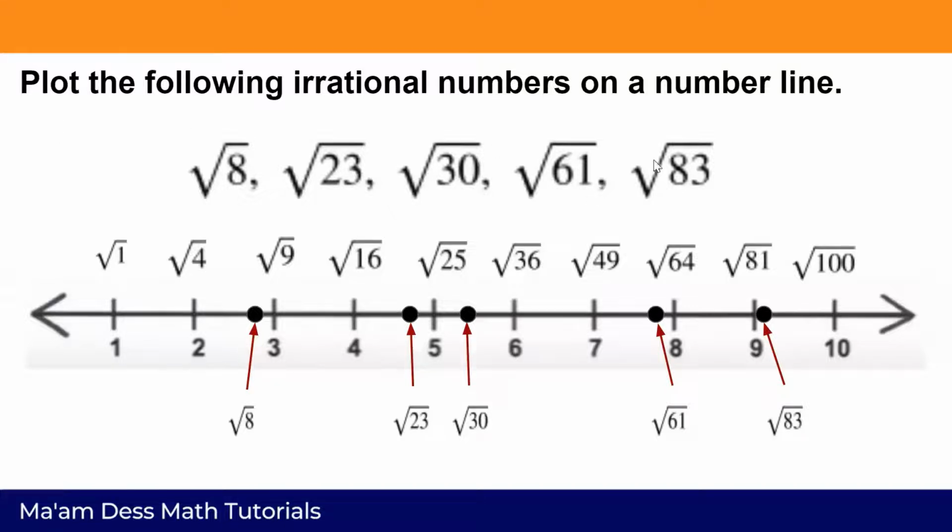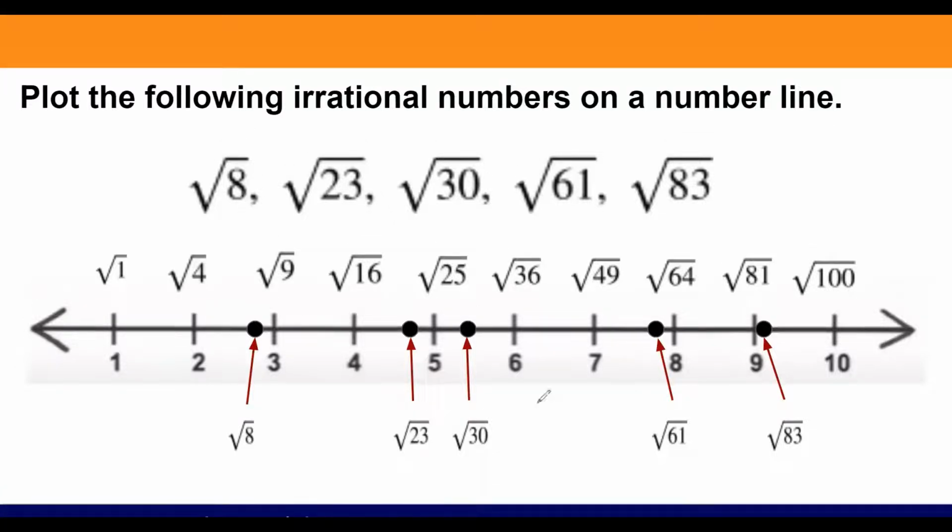So, tingnan po natin ang example na ito. Plot the following irrational numbers on a number line. So, para po ma-plot natin yung mga given na ito sa taas, tingnan muna po natin yung mga perfect square kada number. Ayan. So, 1. So, dito sa 1, ang perfect square natin ay 1.